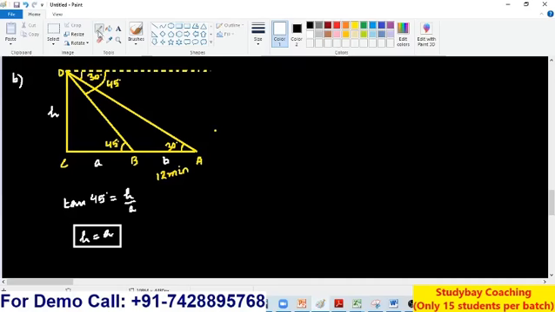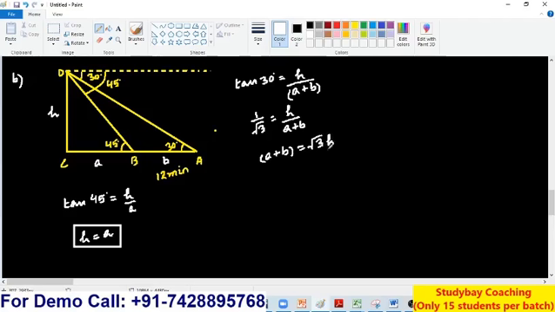Moving on to the next point, it's about tan 30 degree. This will be equal to h upon a plus b. Now tan 30 degrees is 1 upon root 3, equals h upon a plus b, or this a plus b will be equal to root 3 h. Now you know very well that this h is actually equal to a, as per the first equation.